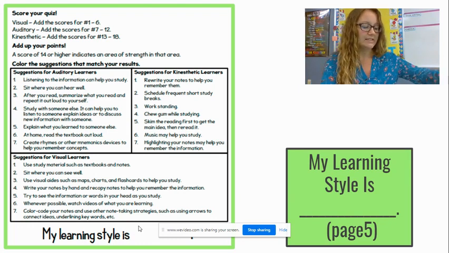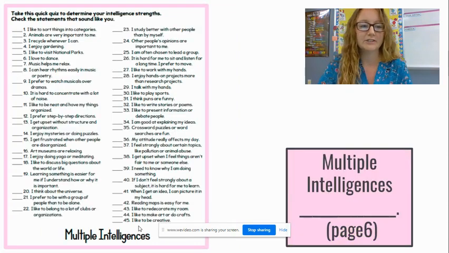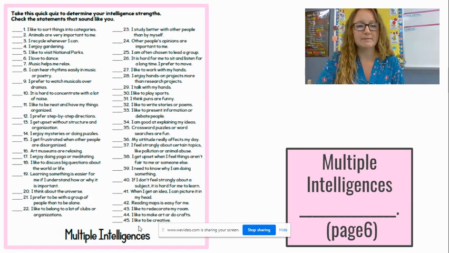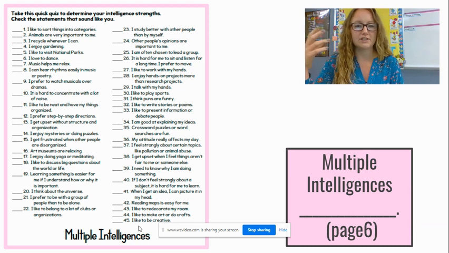All right, so the last type of quiz we're going to take is on your multiple intelligences. Here it says take this quick quiz to determine your intelligence strengths and then check the statements that sound like you. So as you read these statements, if it sounds like you and it's describing you, just put a check.